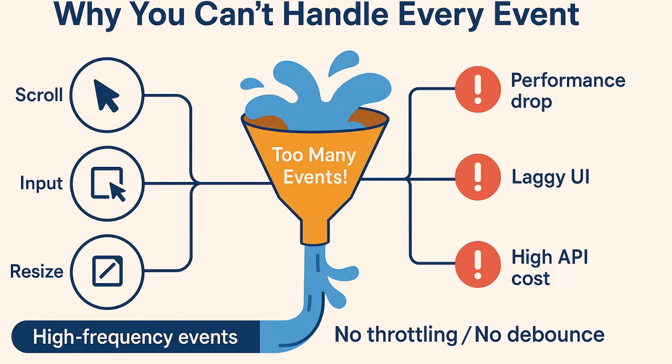Both help you control how often a function or event handler runs, but they behave very differently. So let's first see how Throttle behaves.